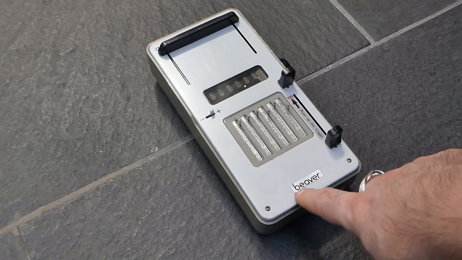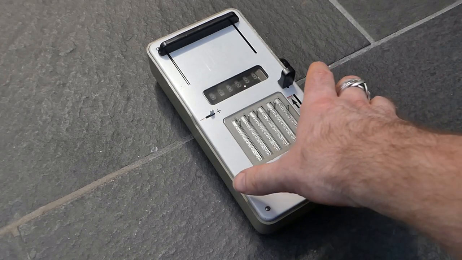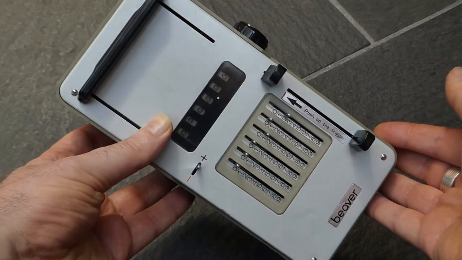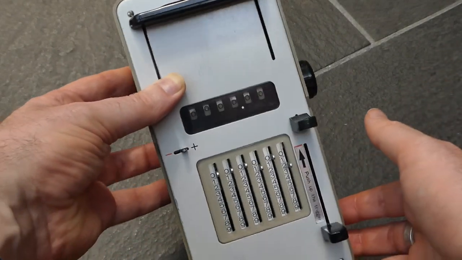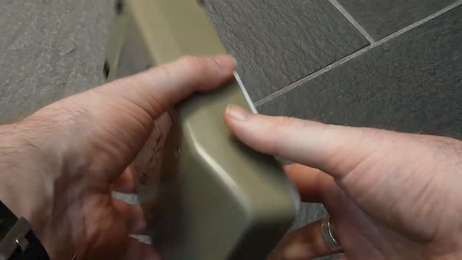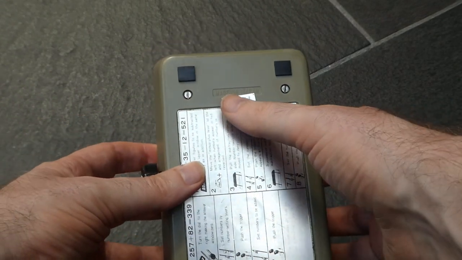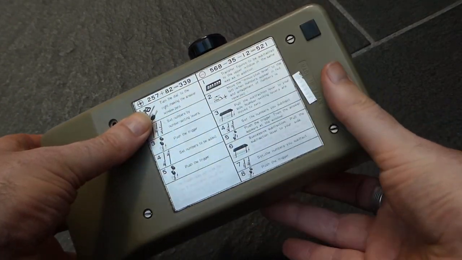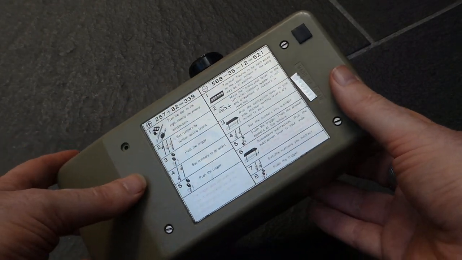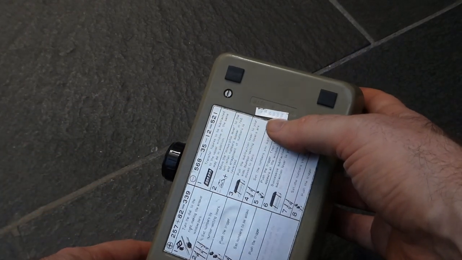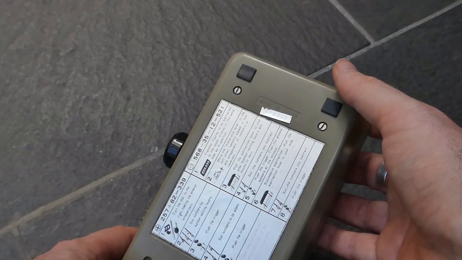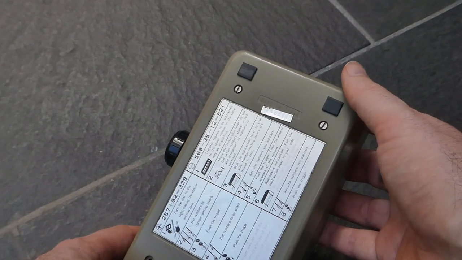This is the Beaver. It is a very rare adding machine. It was made in Japan, and the label here explains how you can add numbers and subtract numbers. It has a serial number here. It's a very rare machine, and I only found two others on the internet.